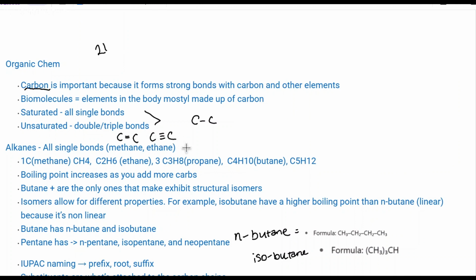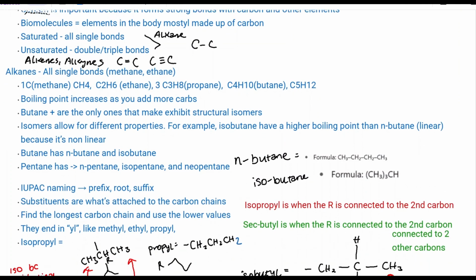Later on, I'll add more notes, but out of the big three, the most important saturated member is the alkanes, while unsaturated compounds include alkenes and alkynes. I'll get more into this later on as we go.